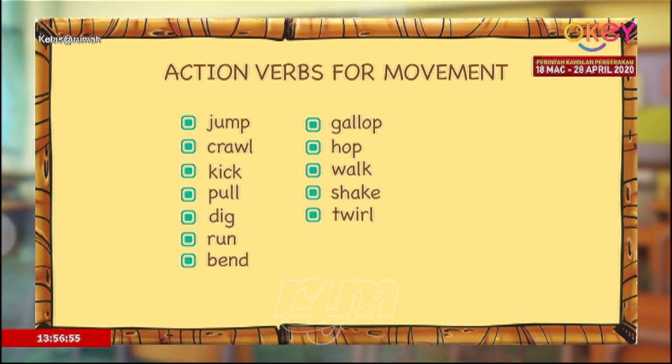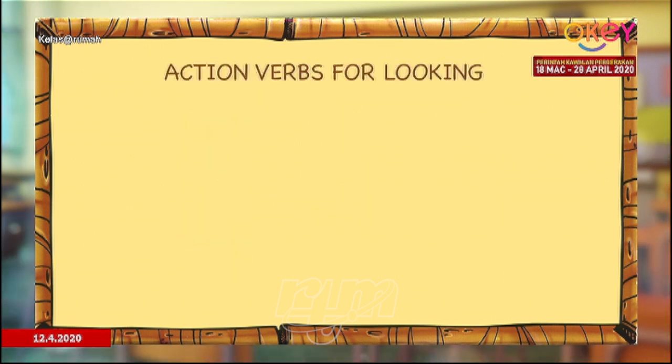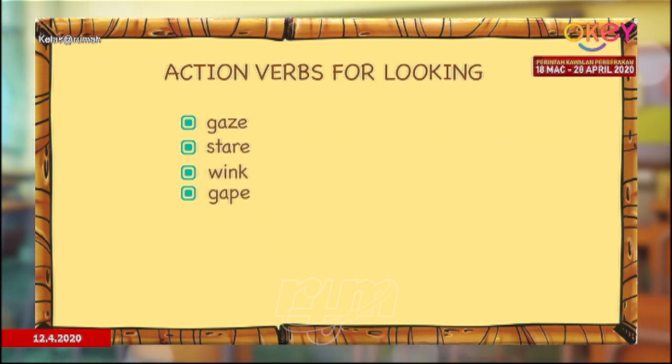You can find out by using a dictionary. If you are advanced, you can group words into more specific categories like action verbs for looking. Action verbs for looking: gaze, stare, wink, gape, gawk, observe, ogle, and blink.